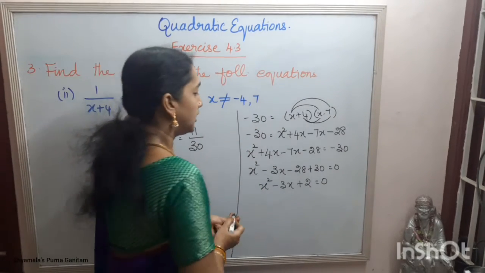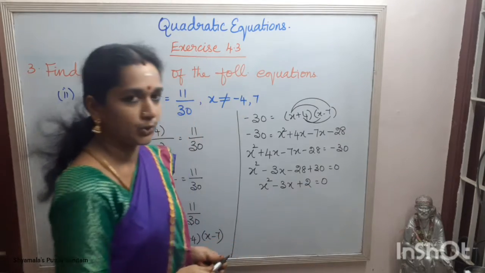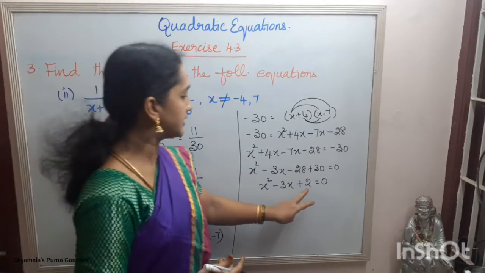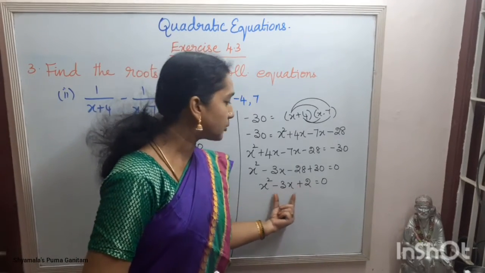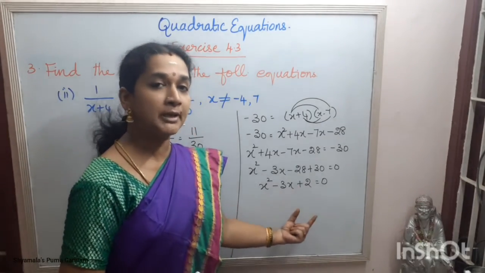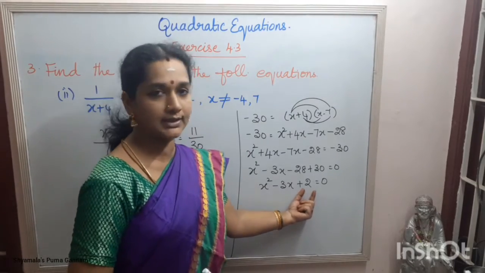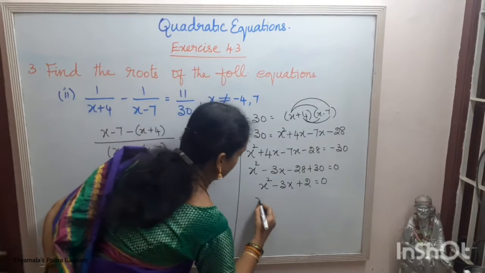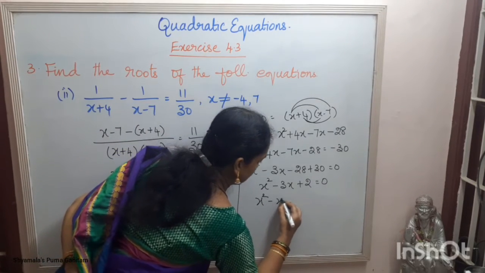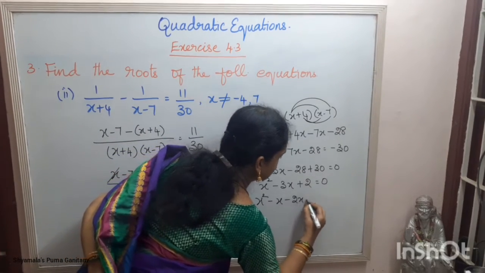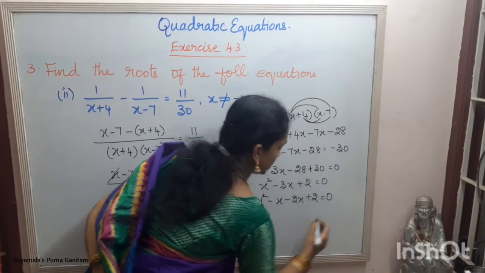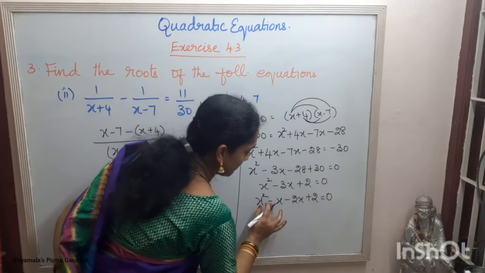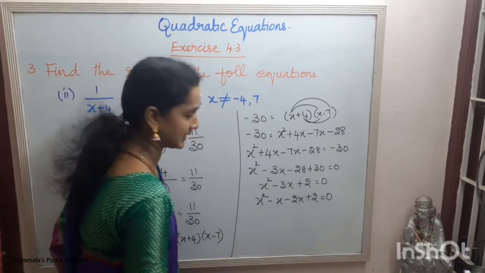Since I know this minus 3 and plus 2, we have to find the roots of this quadratic equation. Since this is a small number, you can use splitting the middle term itself. That is, two numbers whose product is 2 and sum is minus 3. So x squared minus x minus 2x plus 2 is equal to 0. Product is 2, minus into minus is plus. Then minus 1 minus 2 is minus 3.